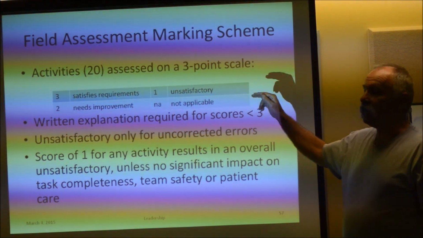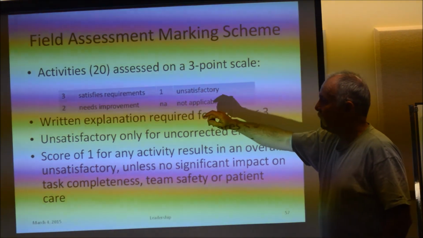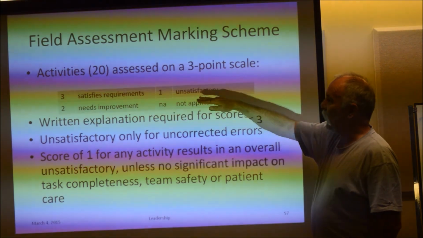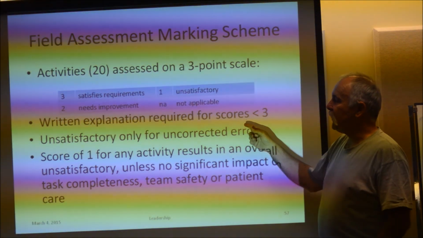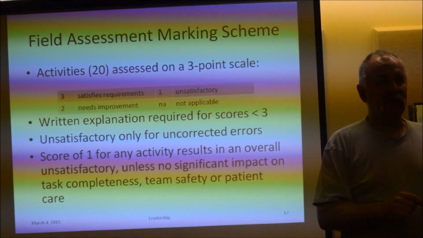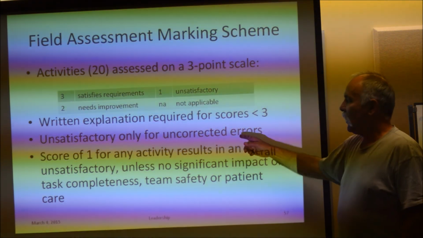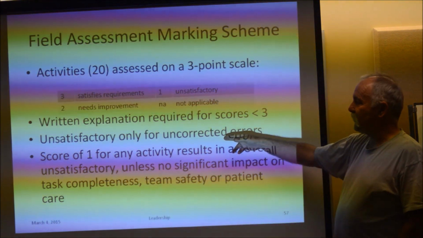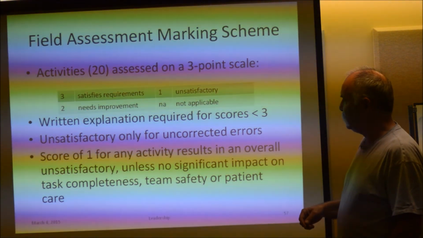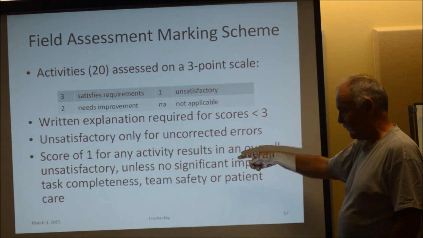The marking scheme. This is on every activity. Remember, there were 20 activities we've gone through. You'll be assessed on a 3-point scale. 3 means you satisfy the requirement, 2 means needs improvement, and 1 means unsatisfactory. In the event that you are anything other than a 3, a written explanation will be provided by the evaluator. If you have something that's unsatisfactory and goes uncorrected, a score of 1 will result in an overall unsatisfactory. In other words, you will not have met the standard.